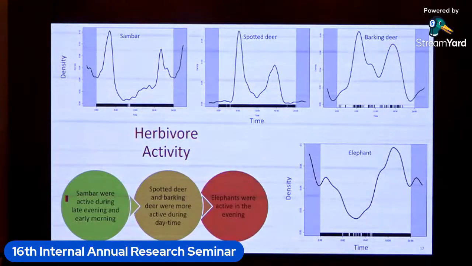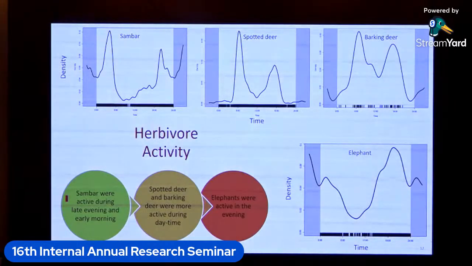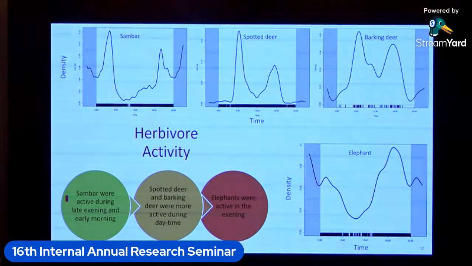These are some activity patterns of herbivores. Sambar was mostly active from late evening till early morning, during the dark. But spotted deer and barking deer are mostly active during daytime, and barking deer was comparatively more active during daytime. And elephant showed a peak activity pattern during the evening, around 7 p.m. to 8 p.m.